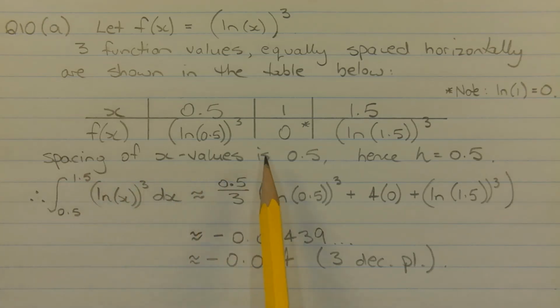Now the spacing of the x values is 0.5, so that's the distance between any two consecutive x values. Hence h is equal to 0.5, and we need that in order to apply Simpson's rule.